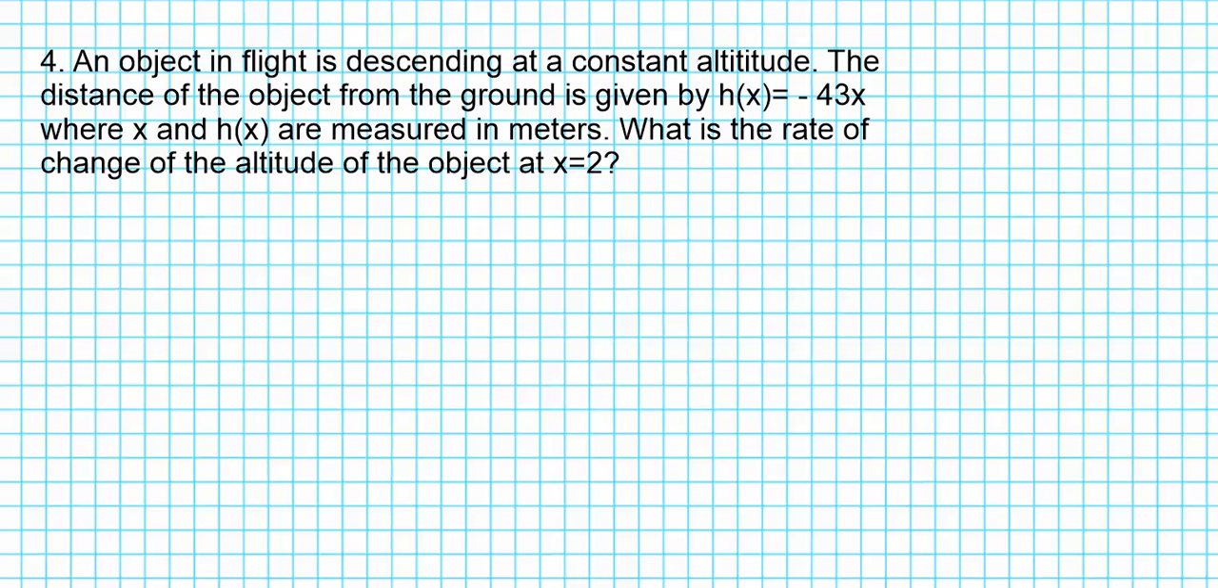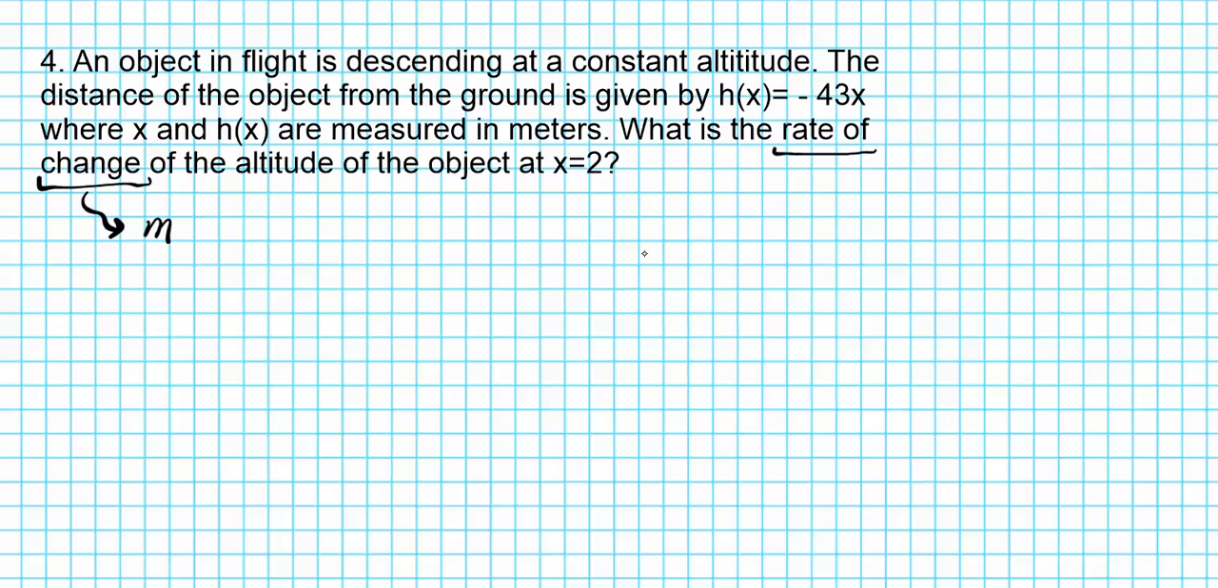All right, so now we are finding the rate of change. Now, what does rate of change mean again? Rate of change is your slope, or the slope of the tangent line. Now, take a look at this function right here for a second. We're looking for the rate of change of this function.